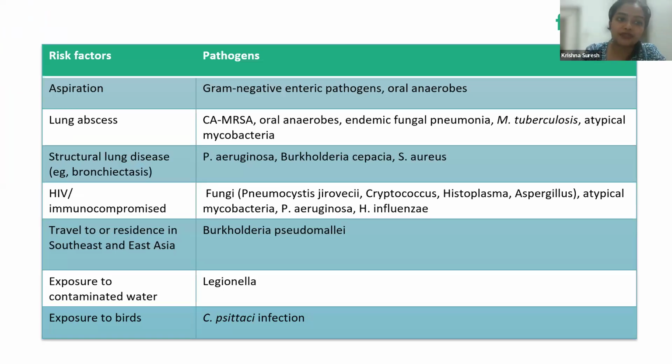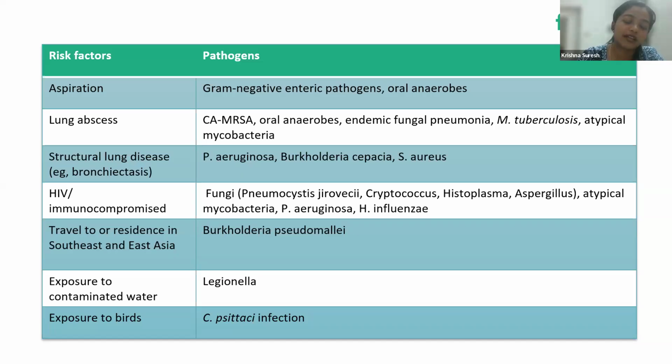So these are the risk factors and the suspected pathogens for community-acquired pneumonia. If a patient reports aspiration, then gram-negative enteric pathogens such as E. coli or Klebsiella pneumoniae and oral anaerobes are to be suspected. In lung abscess, community-acquired MRSA, oral anaerobes, Mycobacterium tuberculosis, fungi, etc., are to be suspected. In structural lung disease, such as COPD, bronchiectasis, etc., Pseudomonas aeruginosa, Burkholderia cepacia, and Staph aureus are the possibilities.